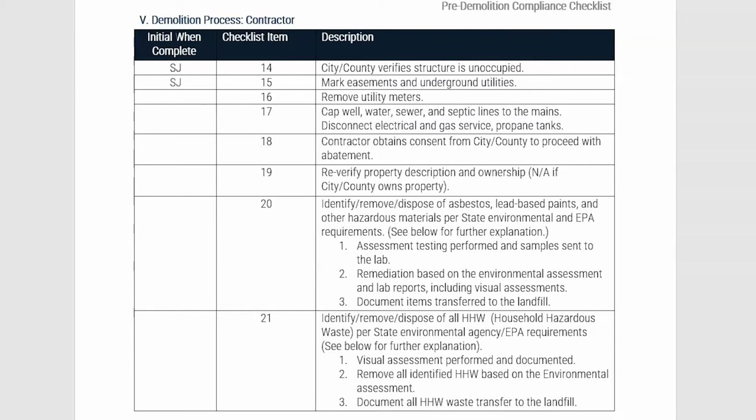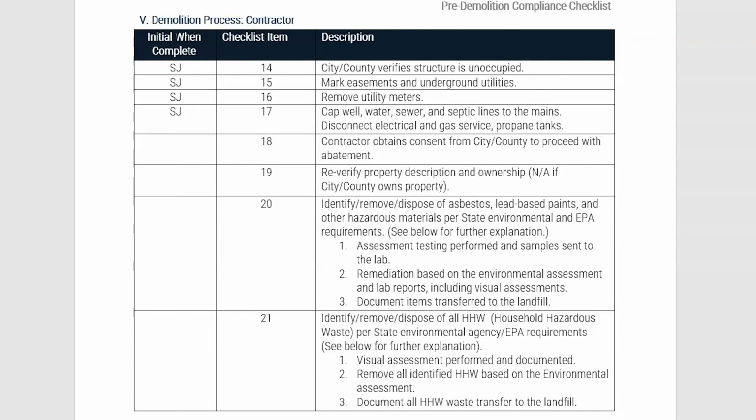Next, in number 16, the subrecipient will initial once all utility meters have been removed. In number 17, the subrecipient will ensure that all well, water, sewer, and septic lines are capped to the mains. In addition, all electric, gas, and propane tanks must be disconnected. Note, there is an additional required checklist, the Post-Demolition Checklist, that will go into more detail on the requirements for demolition and to ensure that they were completed.